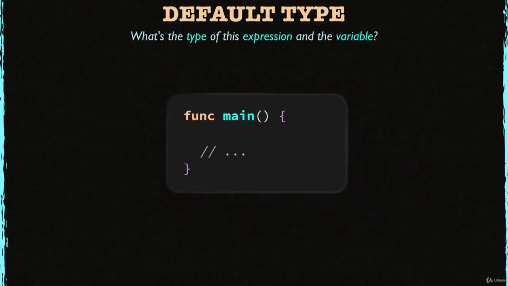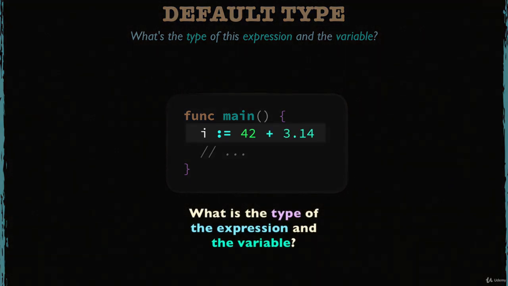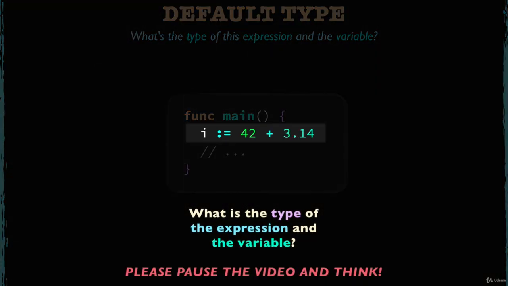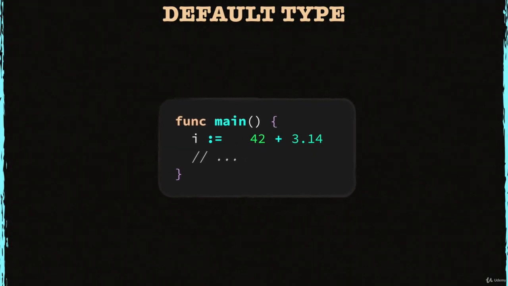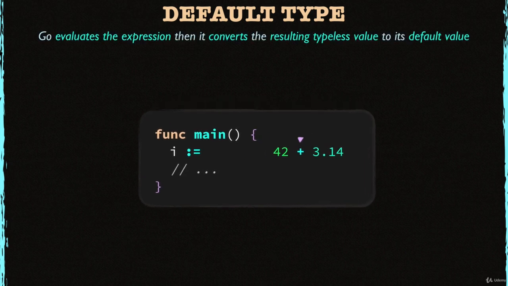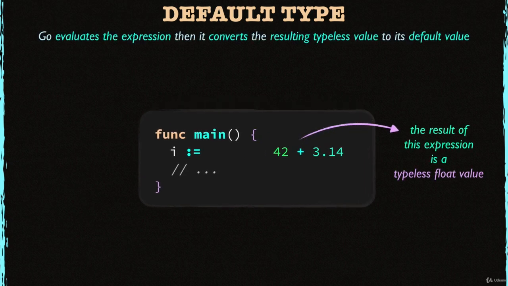Now I'm gonna declare a variable with an initial expression. Let me ask you a question. What is the type of this expression and the variable? Please pause the video and think about it. Okay, let's check it out. The answer is float64. It's because, as I told you, when an integer value and a float value are used in the same expression, the result becomes a float.